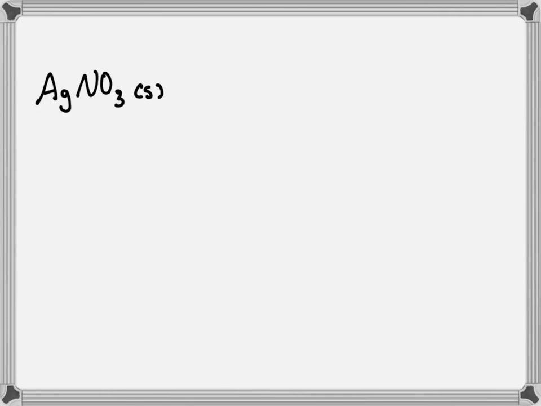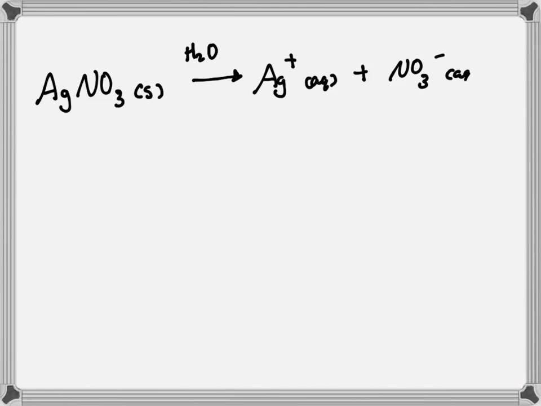So my solid silver nitrate, I'm going to put it in some water. And I'm going to split and get some silver ions and some nitrate ions. All right, so there's my dissolution of silver nitrate. Now my copper 2 chloride. I'm going to put it into some water. So I'm going to get a copper 2 ion.